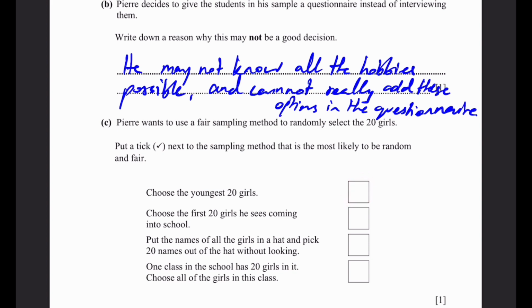No, because age does matter in hobbies. Younger people might like to go and play make believe or something with their friends, but olders might just like to play video games or just go and play sports. So the age does matter. And then choose the first 20 goals he sees coming into school.